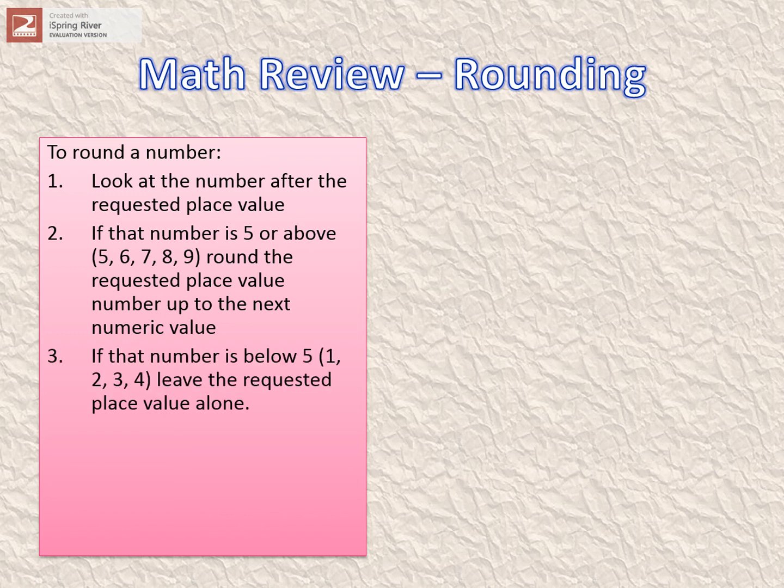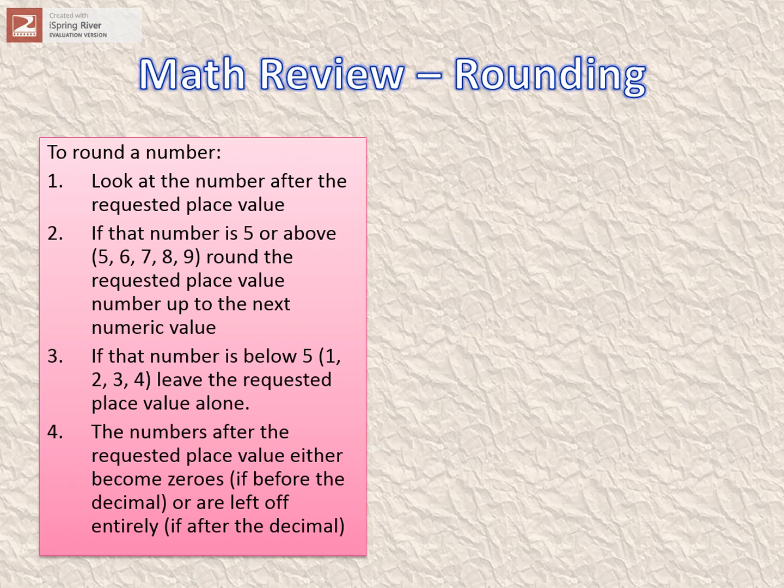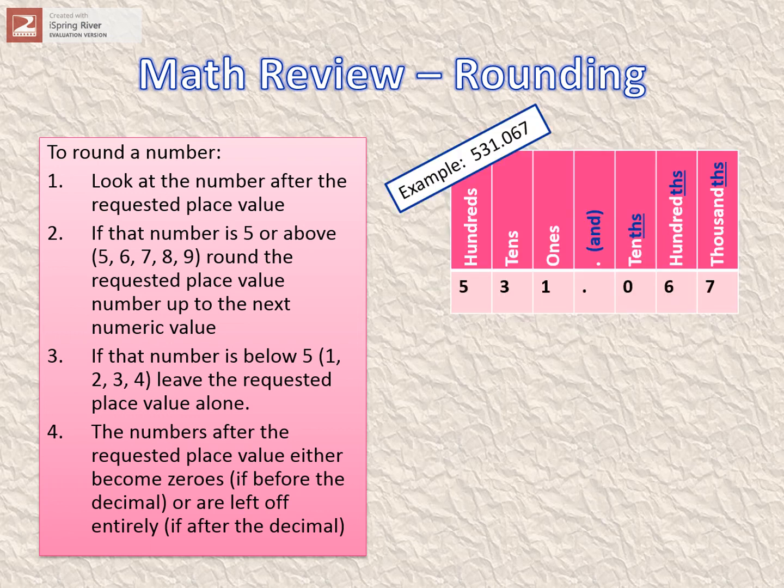If the number after the requested place value is below 5, 1, 2, 3, or 4, then you're going to leave the requested place value alone. Numbers after the requested place value either become zeros if they're before the decimal, or are left off entirely if they are after the decimal. Okay, so we're going to try a couple. Don't worry if you didn't catch it as I was saying it, we are going to try a couple.